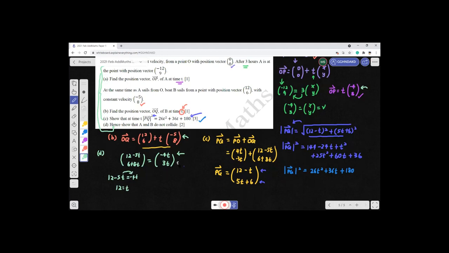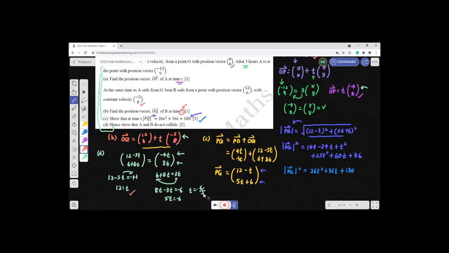Now I compare the bottom. 6 plus 8t equals 3t. I change the place of 3t and 6. So 8t minus 3t equals negative 6. 5t equals negative 6. t equals negative 6 over 5. The t is not the same. Can you see? The t is not the same.